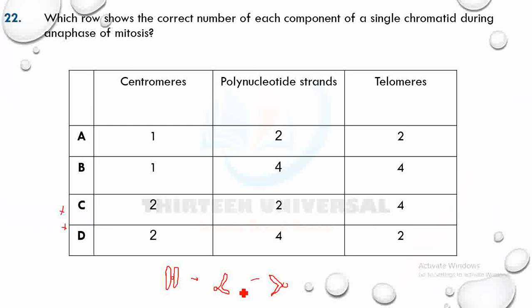Polynucleotide strands. Now you see one chromatid has one DNA molecule, and one DNA molecule has two strands. The DNA molecule is double stranded, remember? That's the double helix. And a chromatid has just one DNA molecule, so it's going to have two strands. That's why A is the answer. It's also going to have two telomeres, because one chromatid has two tips. Telomeres are the two ends. So A is the answer there.